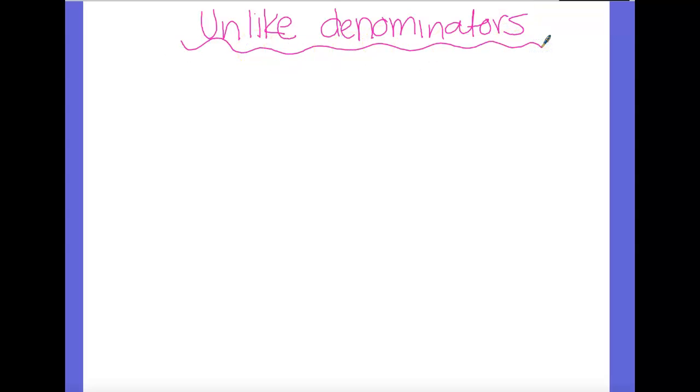What are unlike denominators? What do you think that means? The denominator is unlike, which means what? They don't match. They're not the same. So when you're adding and subtracting fractions and your denominators are not the same, can we just add the top and add the bottom? No. We have to get what? Like denominators.